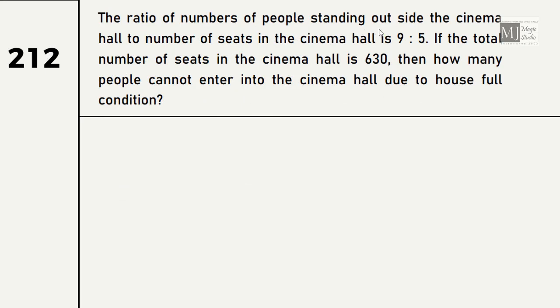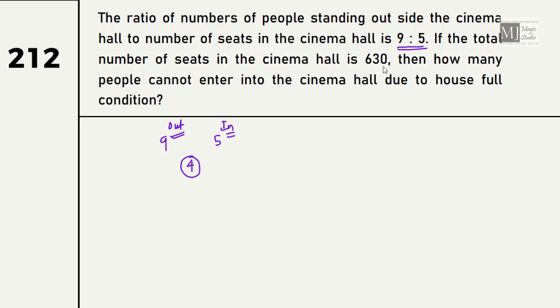The ratio of number of people standing outside the cinema hall to number of seats in the cinema hall is 9:5. If 9 people are standing outside, only 5 people can go in. That means 4 won't be allowed.